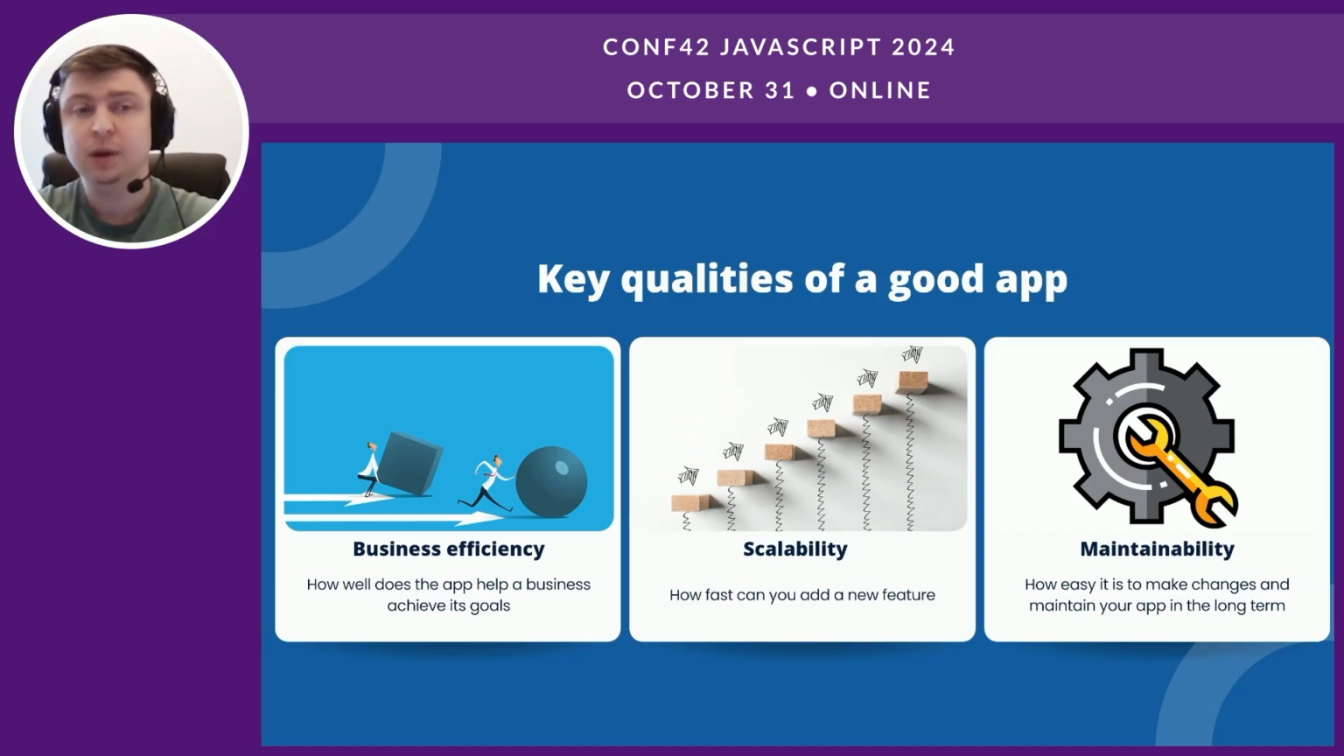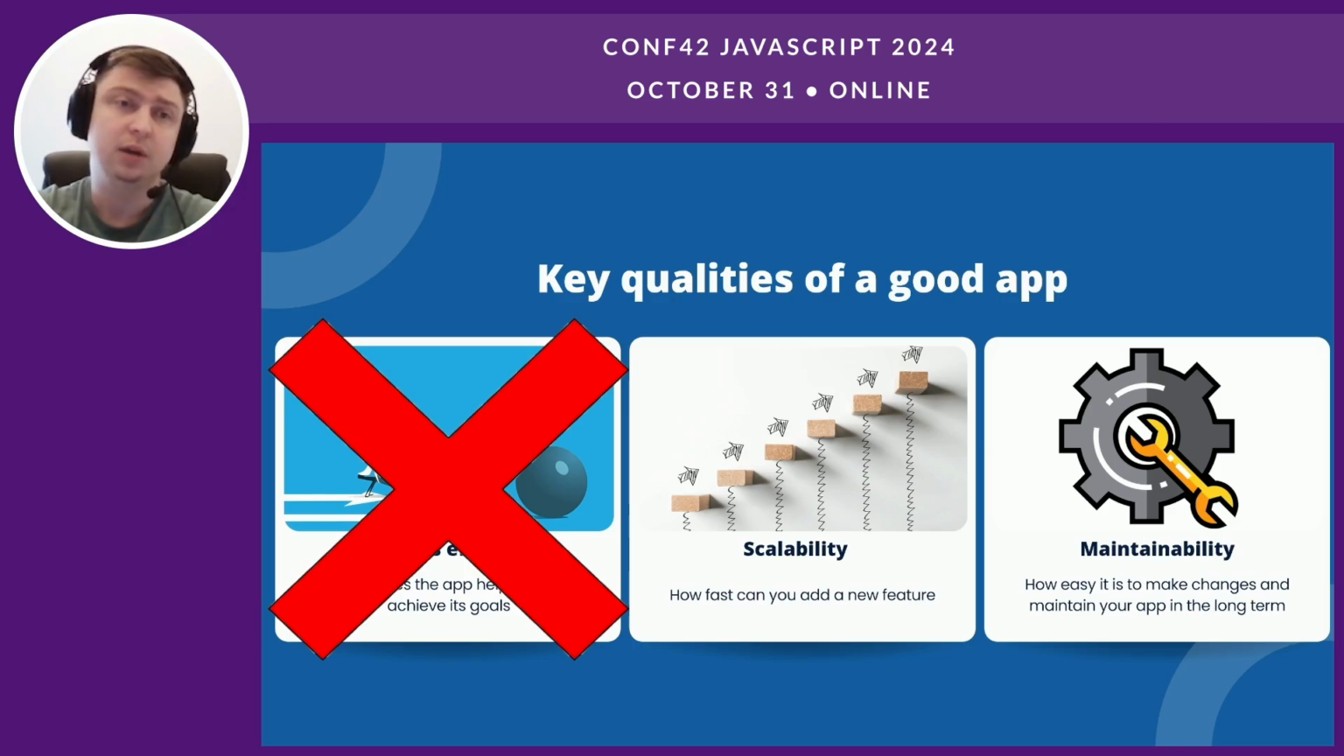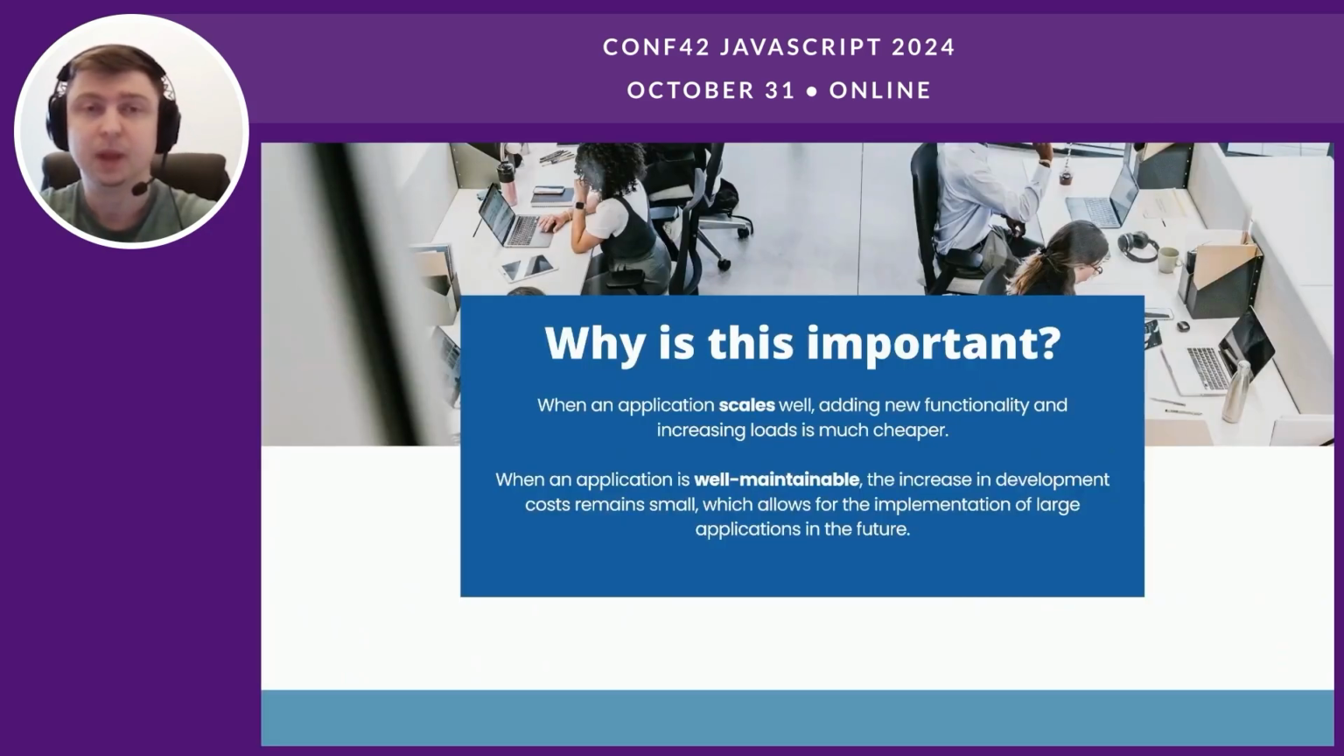So, the first one, business efficiency, is not under our responsibility. It's more about good and bad business decisions. So, it's not about software development. And we're going to cover the second and third ones, scalability and maintainability. So, let's focus on these two. Why is it important to be well scalable and well maintainable?